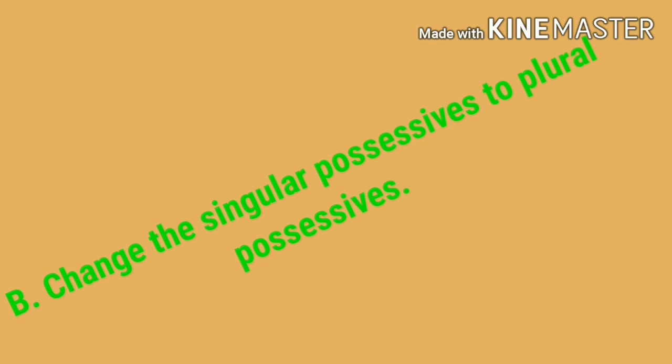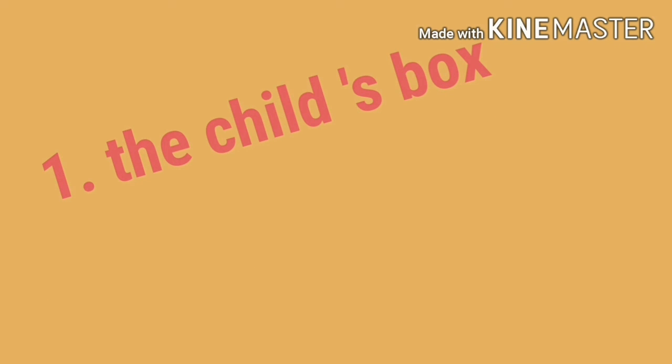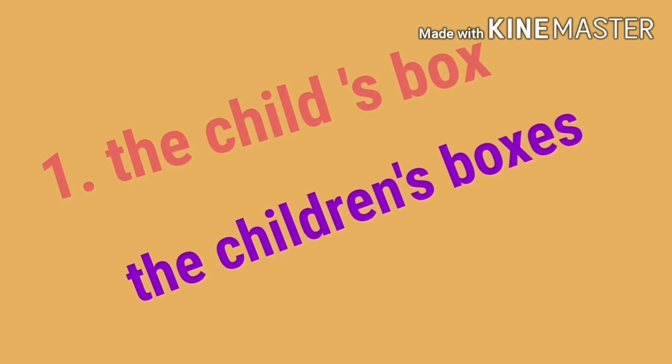Okay, let's see the exercise. First one, the child's box. A child. What is the plural for child? Children. Very good. So what is the answer? The children's boxes. Where do we add the apostrophe? After the word children. Here, the plural noun children does not end in the letter s, so we add apostrophe s to show the possession. So the children's boxes.